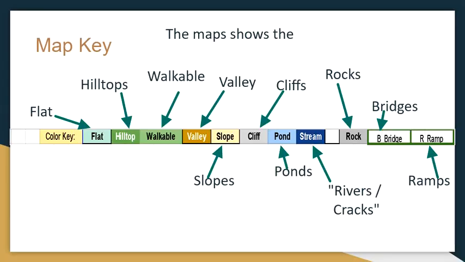At the top of each chunk map, there's a color code that shows you what the different colors mean on the map. If it's a light green, it's a flat, so it's just flat land. Hilltops means that it's flat but it's up on a hill. Walkable means that there's a part of the cliff that you can walk along, or there's a part on one of the hills that you can't plant on in that area. Valleys, slopes, cliffs, ponds, streams, and then the light gray is the rocks.